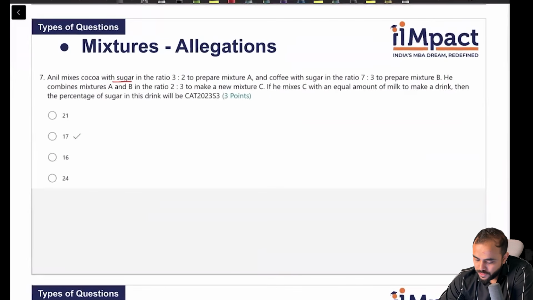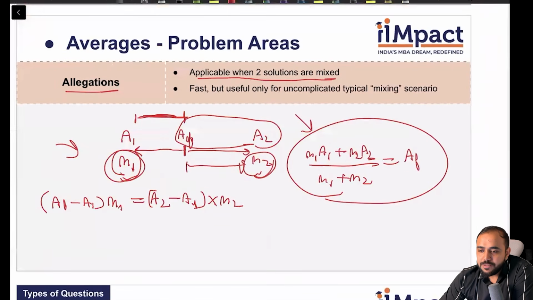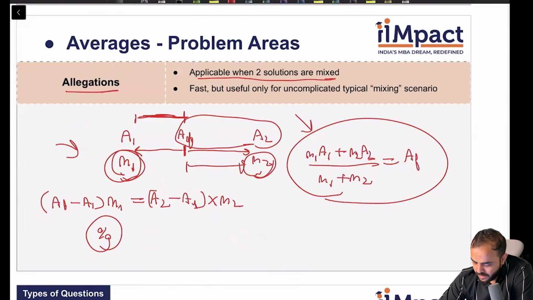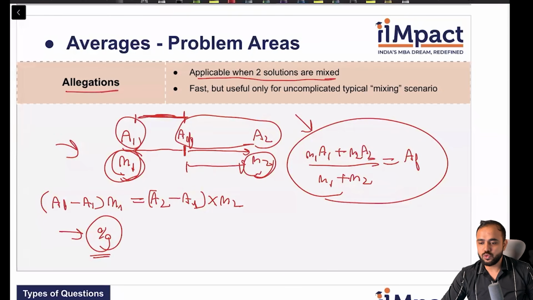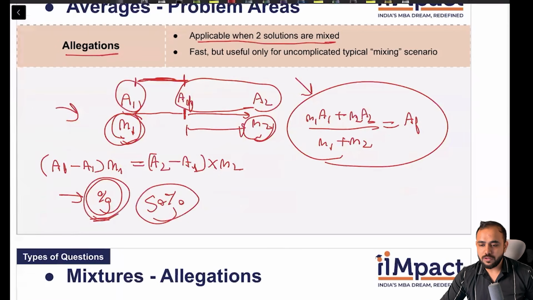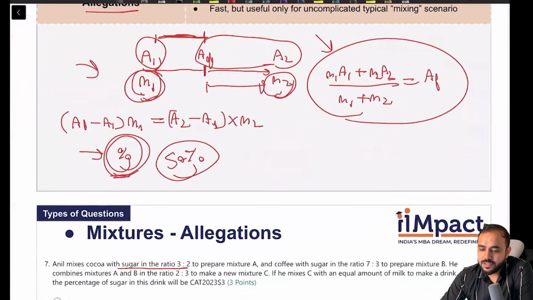Anil mixes cocoa with sugar in 3 is to 2 to prepare mixtures. Okay, one more thing. Generally, for you in mixtures questions, percentage would be a trigger point to think about this alligations, because they have to give you the average and they have to give it to you in a format where you are easily able to deal with it. So that format would be percentage. Instead of saying average is 1 by 2 or 1 by 4, they would prefer to say 50%. If not, you can always convert it into percentage. It's much easier to deal with.